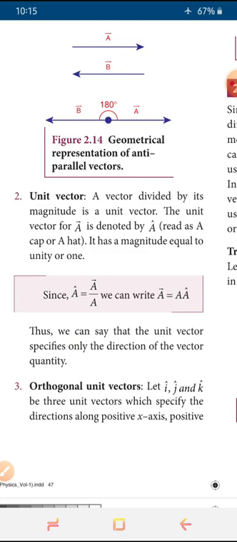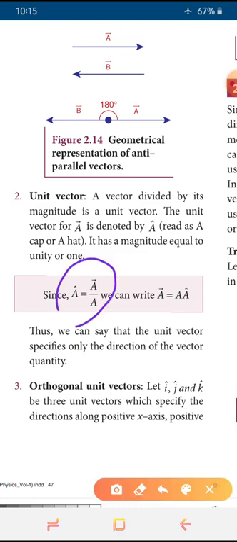இது நம்ம lower classலேயே பார்த்துருப்போம். It is nothing but what? Unity or 1. So that we can explain with the formula. A cap is equal to a vector divided by a. We can write cross multiplication, a vector மட்டும் வச்சுக்கிட்டு a நம்ம லெஃப்ட்ல அனுப்பிட்டோம்னா, a vector is equal to a into a cap.